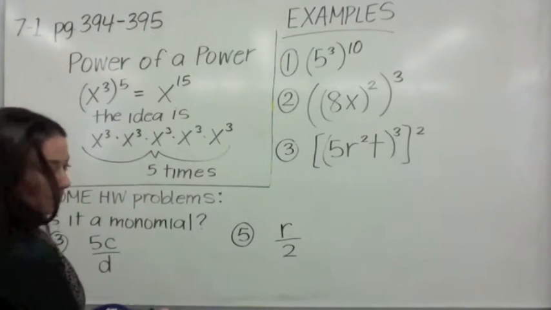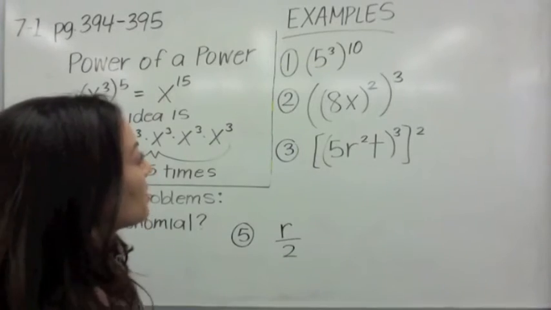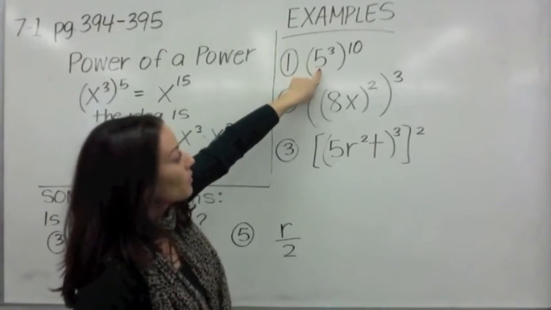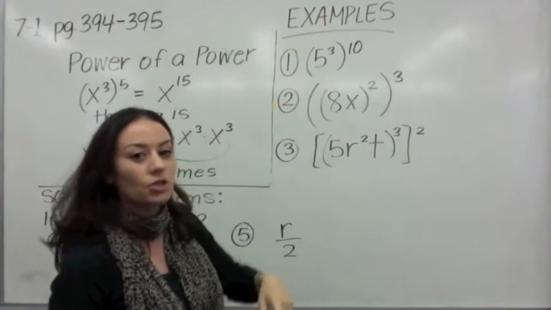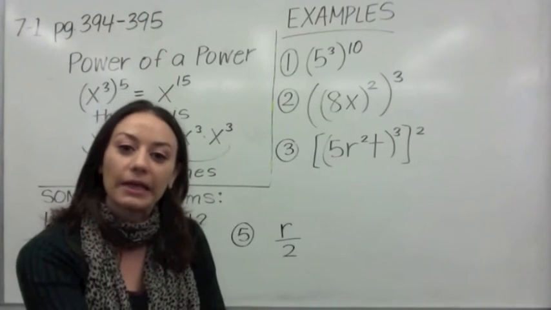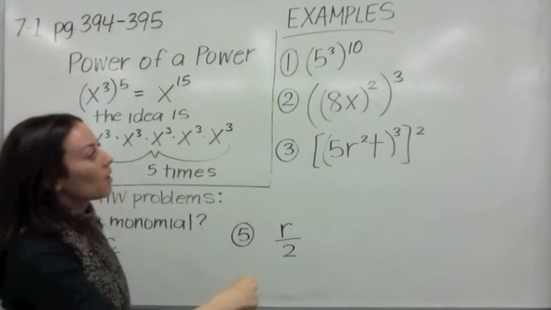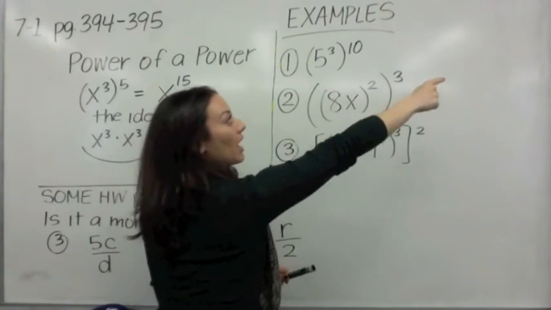So let's go through some examples. This one looks exactly like your example, but now there is a number instead of a variable, and it's 5 cubed to the power of 10, okay? So if you use power of a power property, you say, okay, well, this is really 5 cubed 10 times.